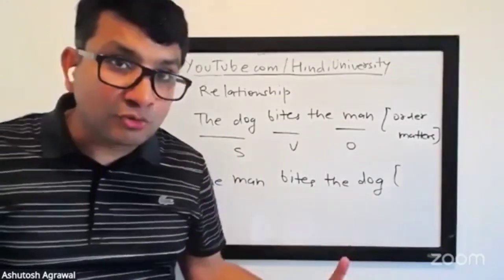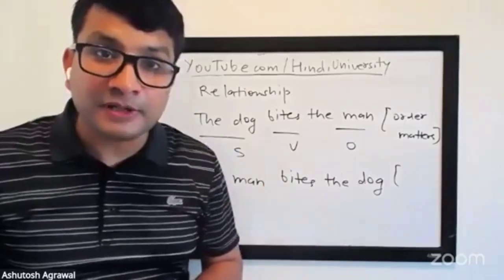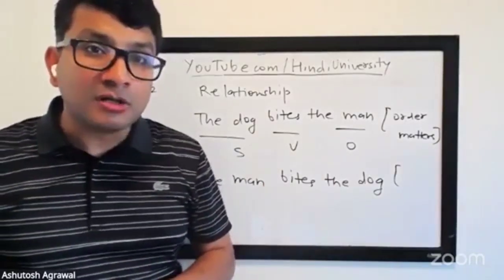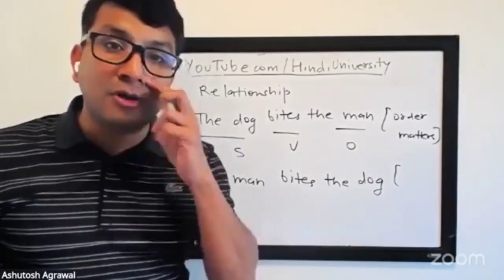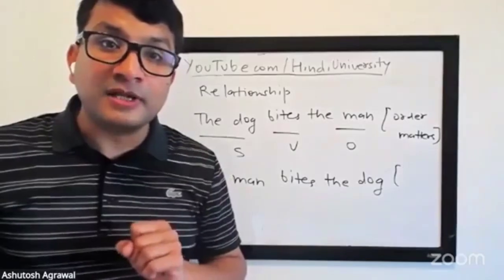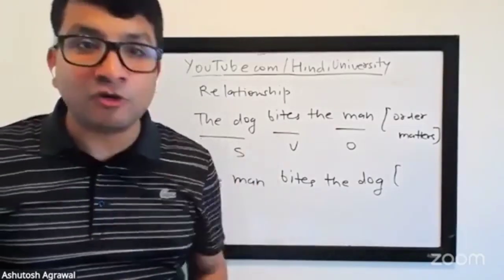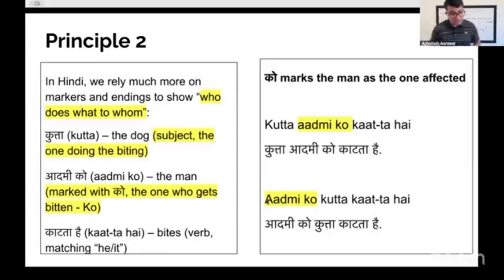So you have to know the subject, you have to know the object, and you should know the positioning of it. Hindi is not so particular about the order. It's more particular about the keywords or the cues that will tell who is doing what to whom. And then you can play around with the order. It doesn't really matter actually. In Hindi, we rely more upon markers and endings to show who is doing what to whom.